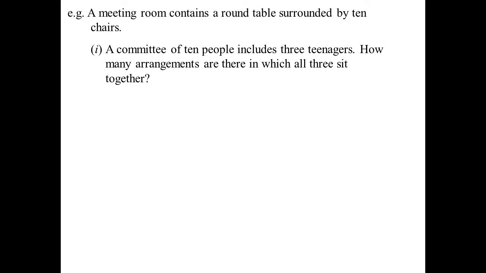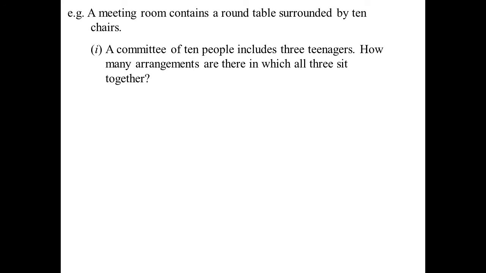So here's an example. We've got a meeting room, and as often happens when you have meetings, you sit around the table. And there's 10 chairs. Now, our committee of 10 people, which has 3 teenagers in it, how many arrangements are there in which all 3 of those teenagers sit together? All right, we'll first look after the restriction. The restriction is the 3 teenagers wish to sit together.